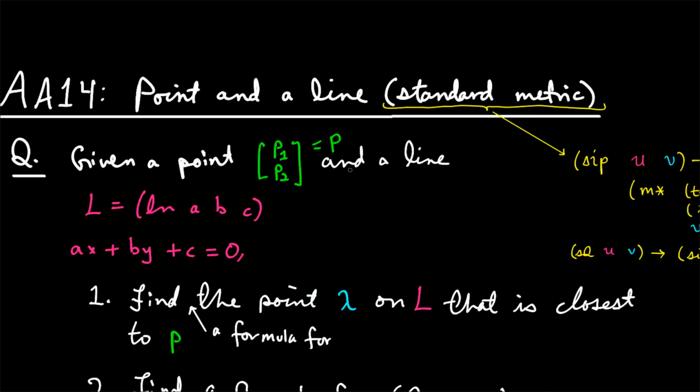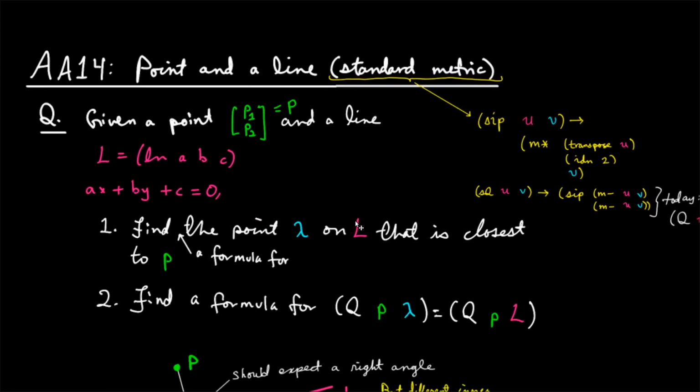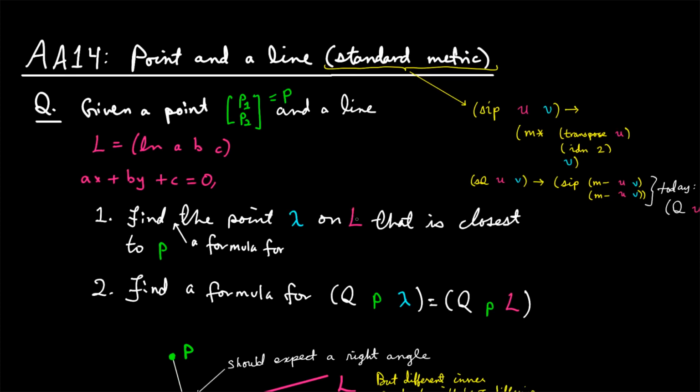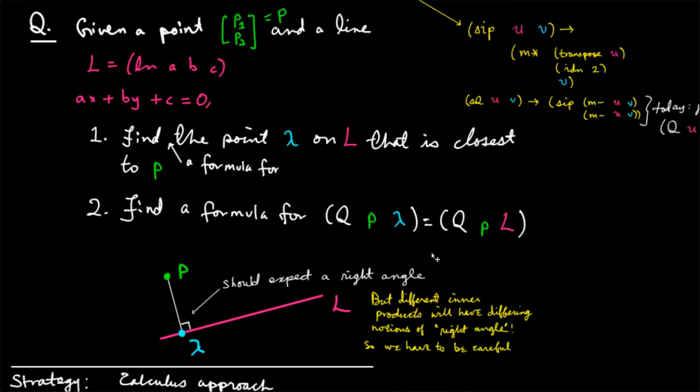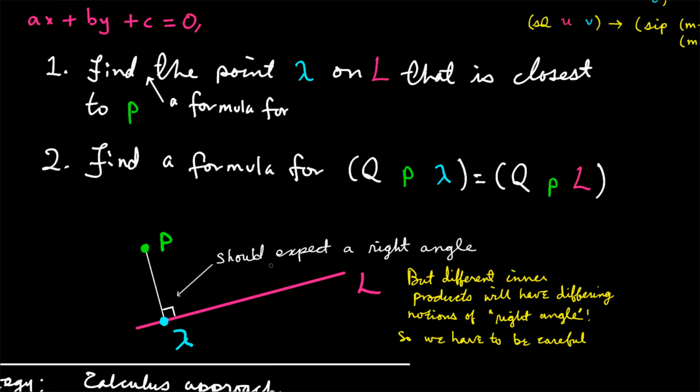Alright, so given a point P, which I'm going to write as a column matrix, and a line L, which is the line ABC, which corresponds to the equation ax plus by plus c equals 0. Basically two questions. Number one is find the point lambda on L that is closest to P. Find a formula for the point lambda on L. And then find a formula for the quadrance between P and lambda, which otherwise is the quadrance between the point and the line.